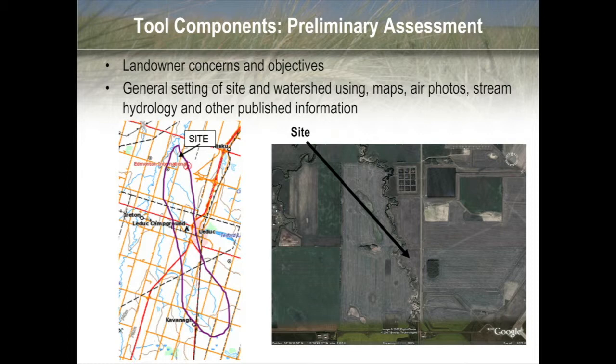And then the other key thing before really going out and doing this field-based assessment is to step back and get as much background information as possible. So, you know, for example, for this site, if the site is right here, you would want to get maps so you could map out the watershed, because you need to understand where the water's coming from.